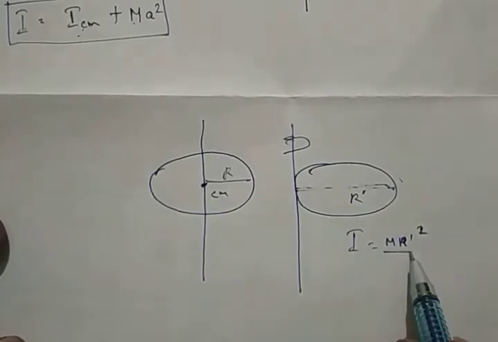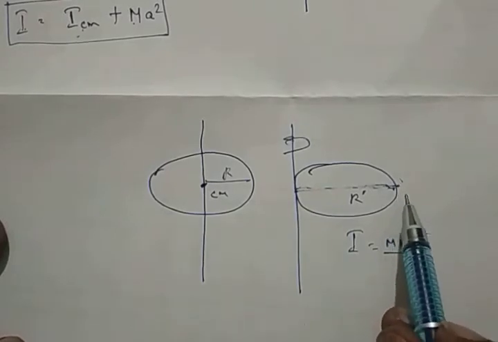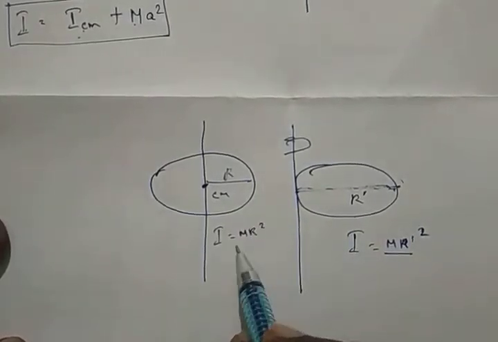I equals mr square is the formula. It will be more; this will definitely be higher, whereas the moment of inertia will be less for this particular thing.